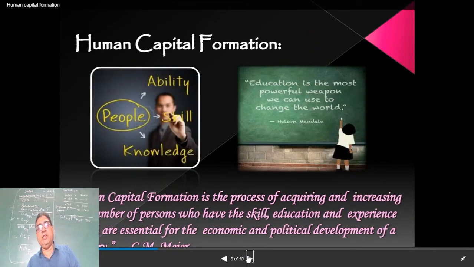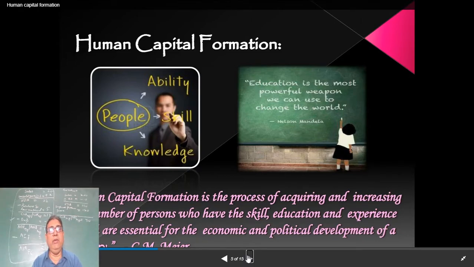So human capital formation is most important. When we talk of human capital formation, we talk of the ability of the people, knowledge of the people, expertise, experience. Nelson Mandela stated once, education is the most powerful weapon we can use to change the world. Yes, that is correct.